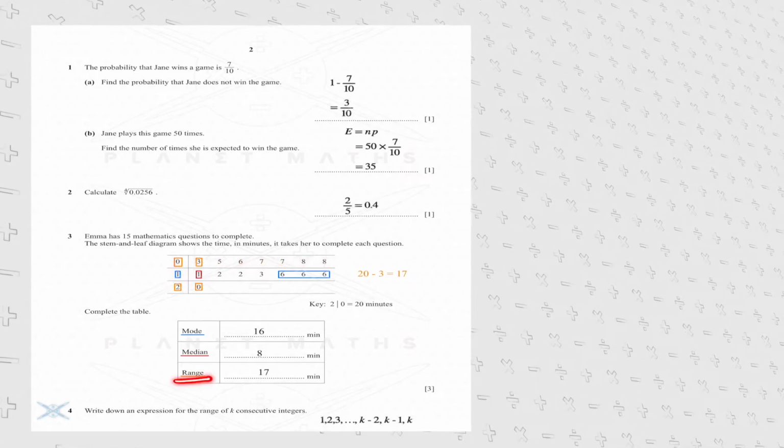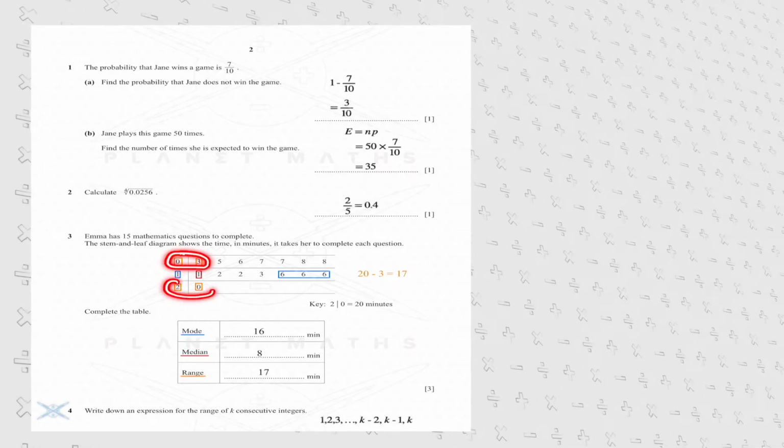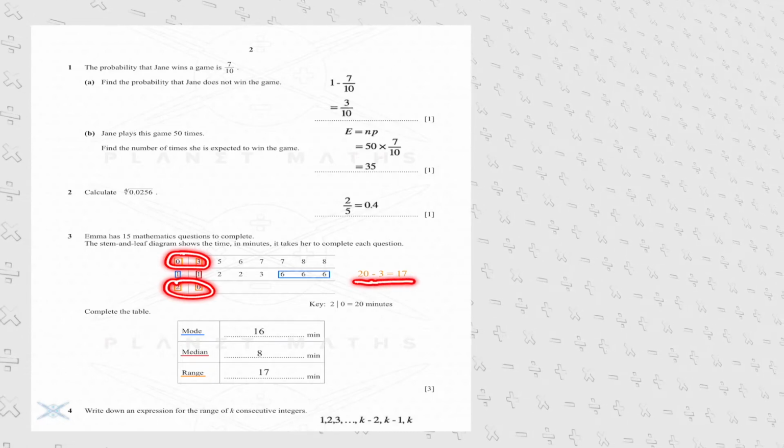Finally, we're supposed to find the range, and this is done by subtracting the smallest value from the sorted list from its largest one, which leads us to conclude that the range is 17 minutes.